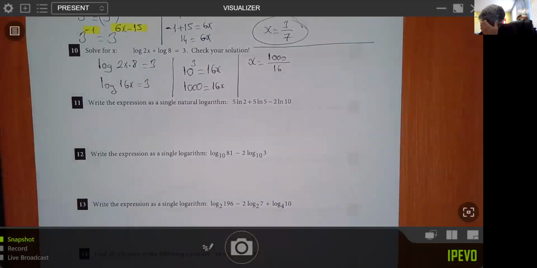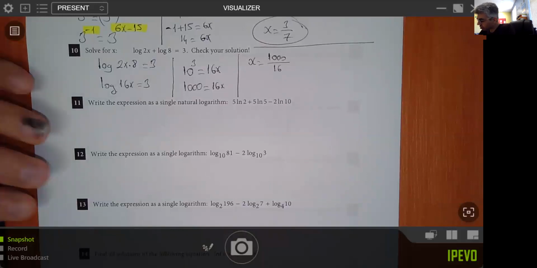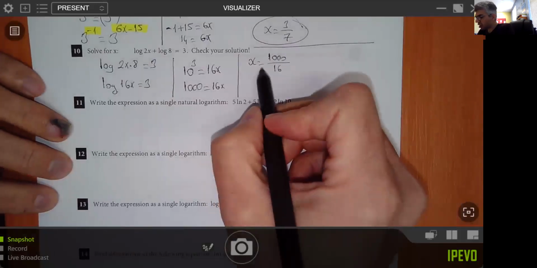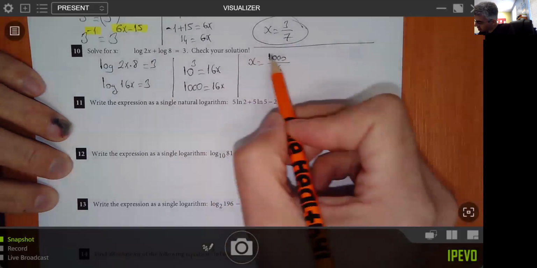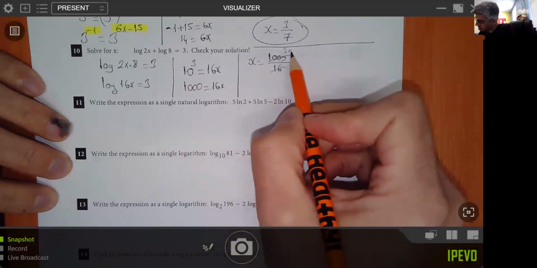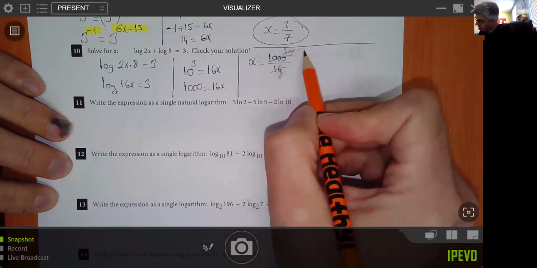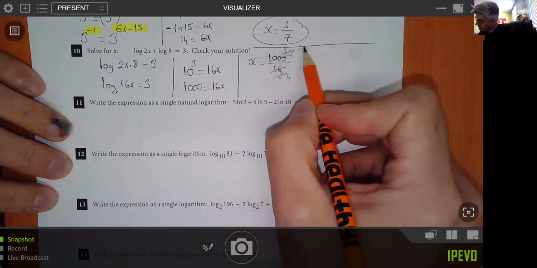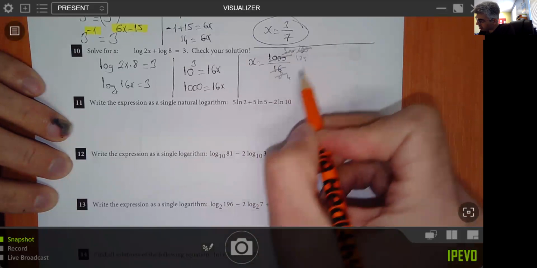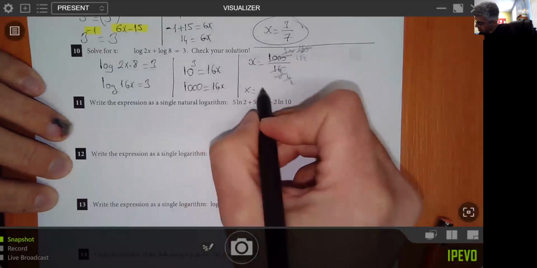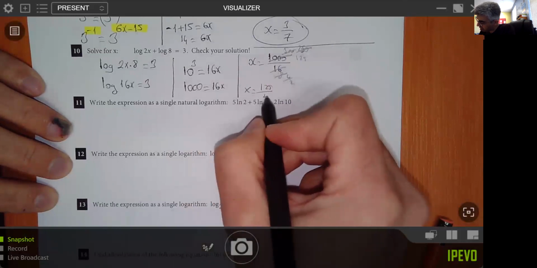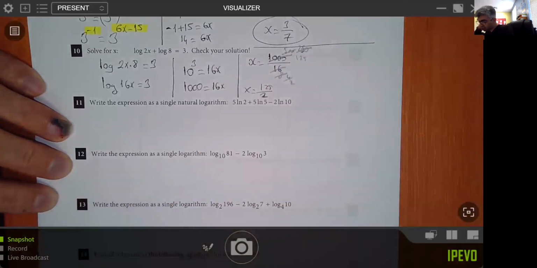If I simplify this, 1000 over 16, divide by 4: 250 over 4, and then 125 over 2. Okay, so x is 125 over 2. It says check your solution.